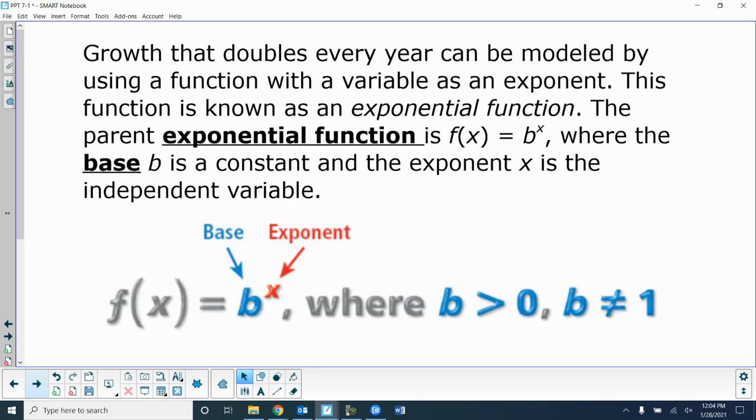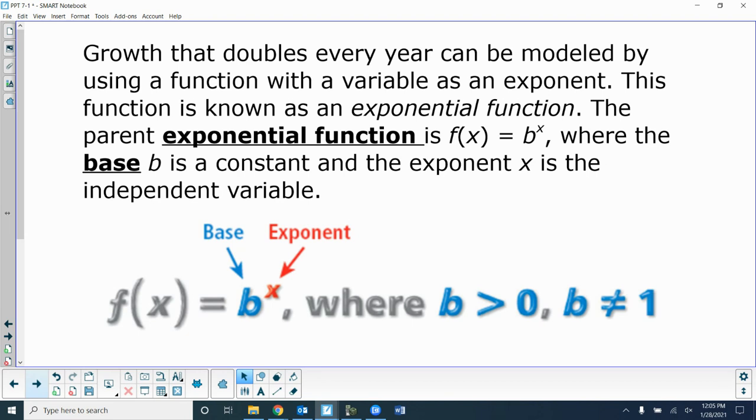Growth that doubles every year can be modeled by using a function with a variable as an exponent. So that's what an exponential function is. The variable, the x, is where the exponent goes. The b that they have up here just represents the base. It's going to be some number. In this example, that base is 2. Okay? But it could be any number.